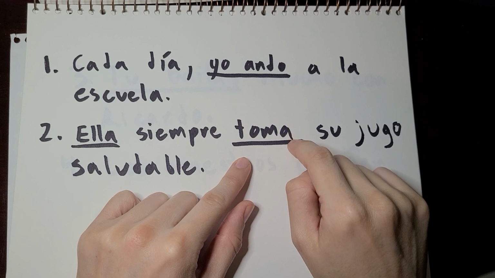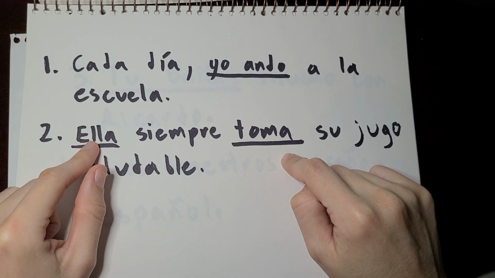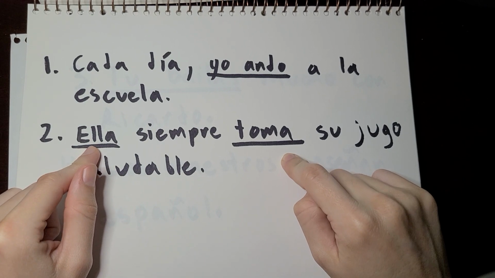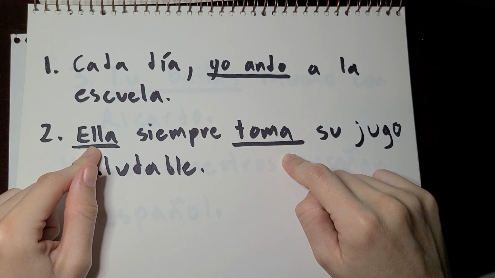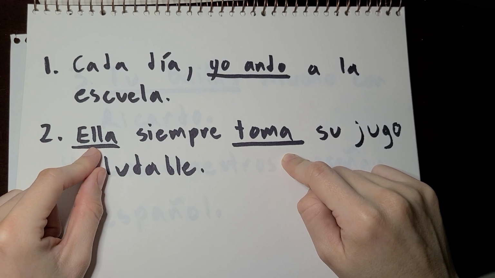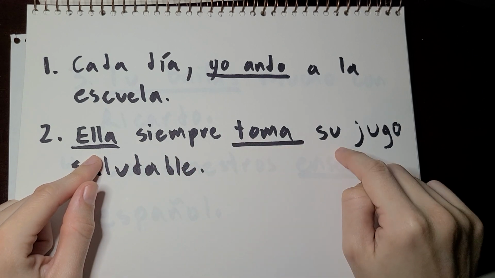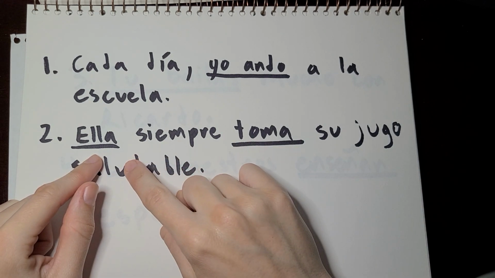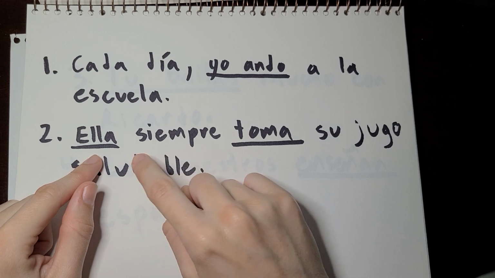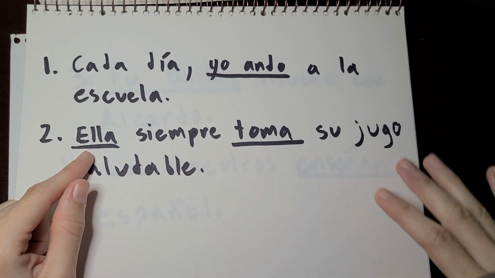Tomar, the AR became just an A because we're talking about ella. She is the third person form. We're talking about her. She's not here. She's not me and she's not you. Third person means we are talking about somebody who's not here. So she always drinks her healthy juice. Ella siempre toma su jugo saludable.